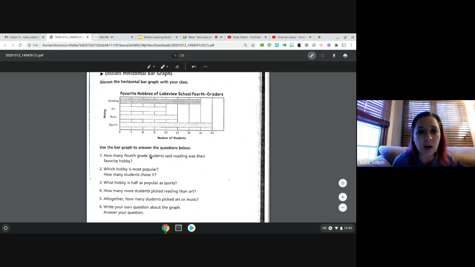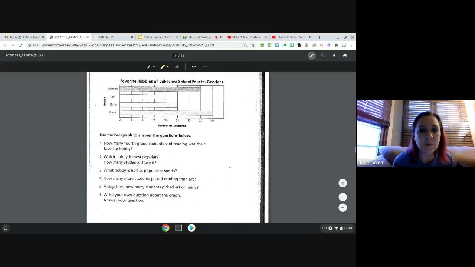Let's use the bar graph to answer the questions below. How many 4th graders said reading was their favorite hobby? So we're going to go to reading, go all the way to the end, and then come down to see that 35 picked reading as their favorite hobby.